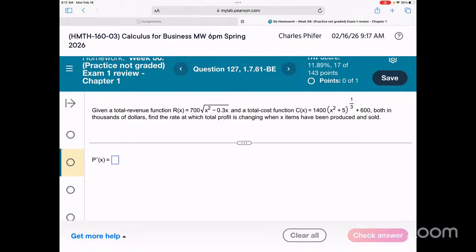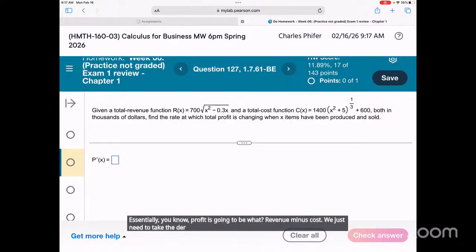Okay, so essentially, profit is going to be what? Revenue minus cost. We just need to take the derivative, which I'm really just avoiding because it looks like a pain. But anyway, let's just do it.